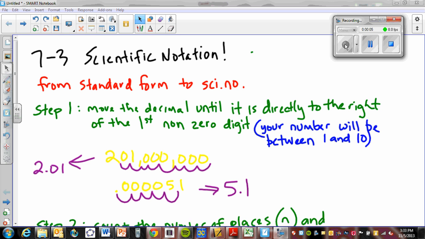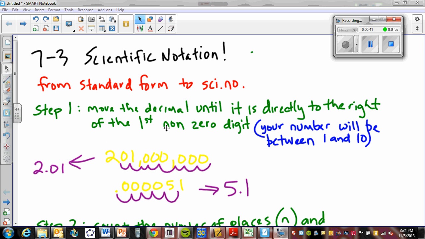Alright, this is chapter 7, lesson 3. This is scientific notation. Okay? We're going to start with going from standard form to scientific notation. Standard form will be these yellow numbers here, where in this case it's 201 million, and this one is 0.000051.